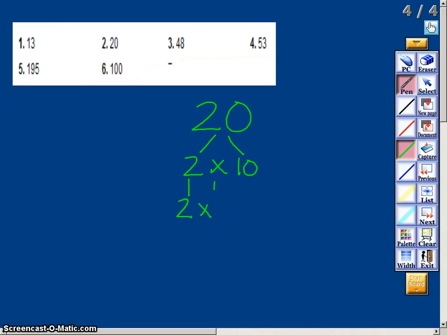So now I have the number 10, and I know that 10 can be broken down even further to 2 times 5. I look at my number 2 over here, and I know that's prime. My number 2 there is prime as well. Now I take a look at my number 5, and I think to myself, are there any other multiplication problems that equal the number 5? And there is not. So if I'm listing the prime factors of the number 20, not the prime factorization, just the prime factors, I would say that the prime factors of 20 are 2, 2, and 5.